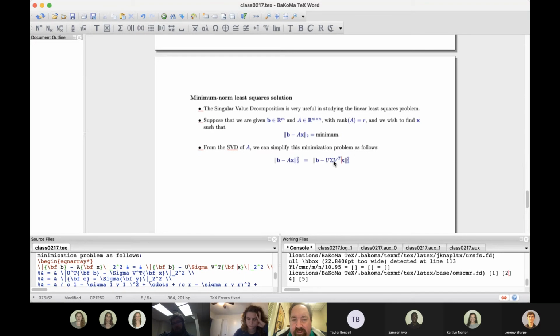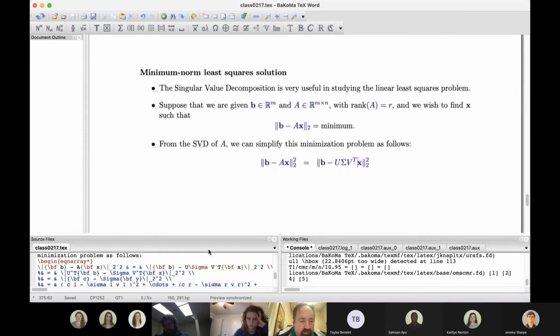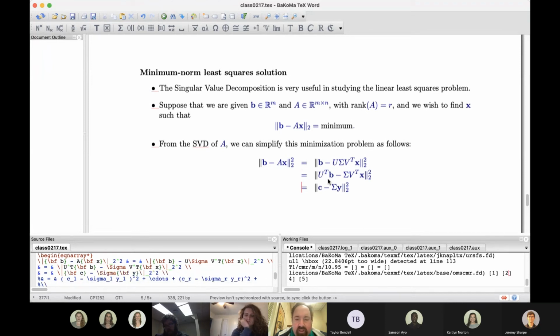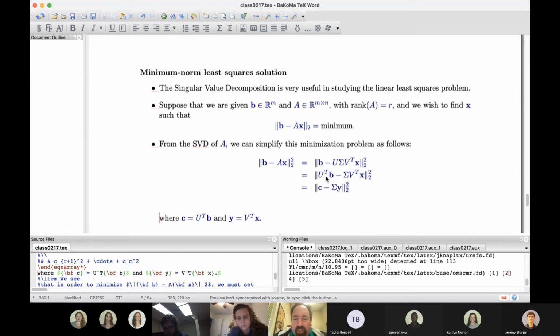Here I'm just filling in the SVD of A. Sorry, I should have made it bigger a long time ago. Now, if I keep working on this, I can multiply by U transpose on the left. That's an orthogonal matrix, so it does not change the 2 norm. So that would cancel out the U here. Now, for convenience, I'm going to let c be U transpose b, and then V transpose x I'm going to refer to as y. So now I have this much simpler expression involving a diagonal matrix sigma.